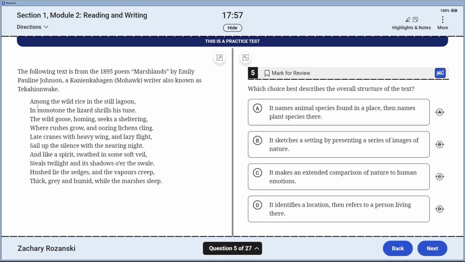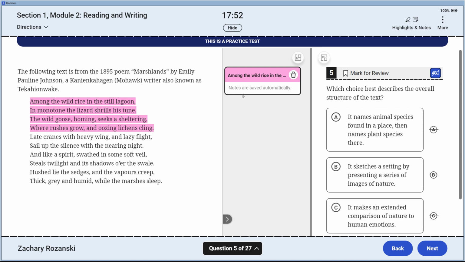What's the overall structure of the text? Okay, we'll do it like we always do these structures. Among the wild rice in the lagoon, the monotone, there is nature and animals. Then I move on. Lake cranes, birds are doing things like a spirit swathed in some soft veil. Twilight is doing things. Hushed in the sedges and vapors creep. Thick gray marshes are sleepy or tired.